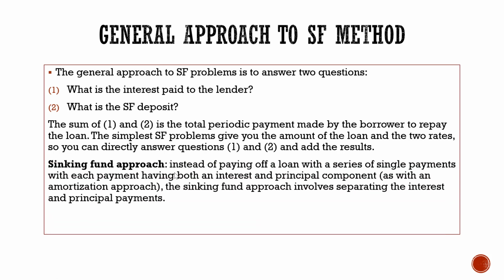So you can directly answer questions 1 and 2 and add the results. Under a sinking fund approach, instead of paying off a loan with a series of single payments, with each payment having both an interest and principal component, the sinking fund approach involves separating the interest and principal payments.